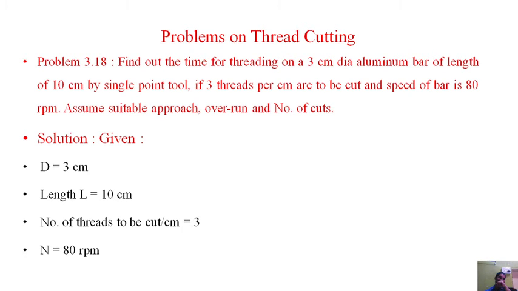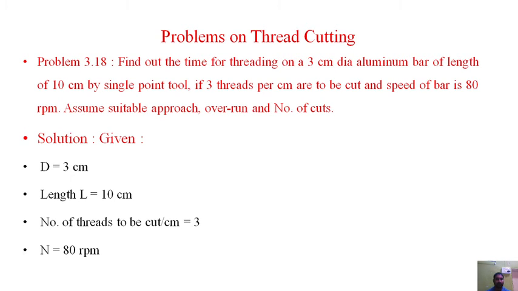So the next problem is on thread cutting. Find out the time for threading on a 3 centimeter dia aluminum bar of length 10 centimeter by a single point tool if 3 threads per centimeter are to be cut and the speed of the bar is 80 rpm. Assume suitable approach, overrun and number of cuts. So you have to assume the suitable approach, overrun and number of cuts.